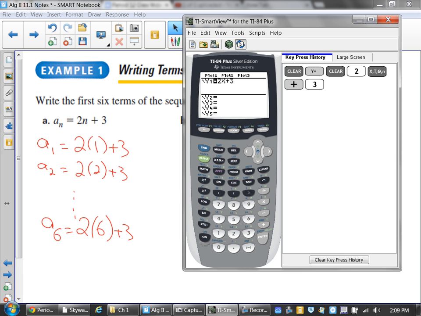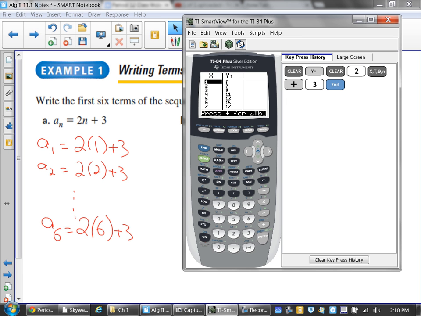Second graph, top left. And then you get a table. Okay? Second graph. Now, what I want you to notice, top right.